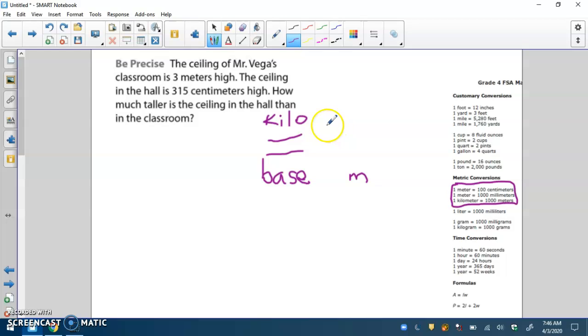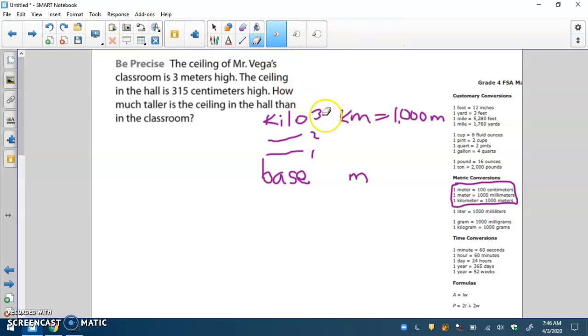Kilo meaning 1,000. Kilometer is equal to 1,000 meters because it is 3 spots away from that meter. Here's spot 1, here's spot 2, here's spot 3. Since it's 3 spots away and we're dealing with base 10, it's got to be worth 1,000 meters. That's going to be our largest unit of measure.